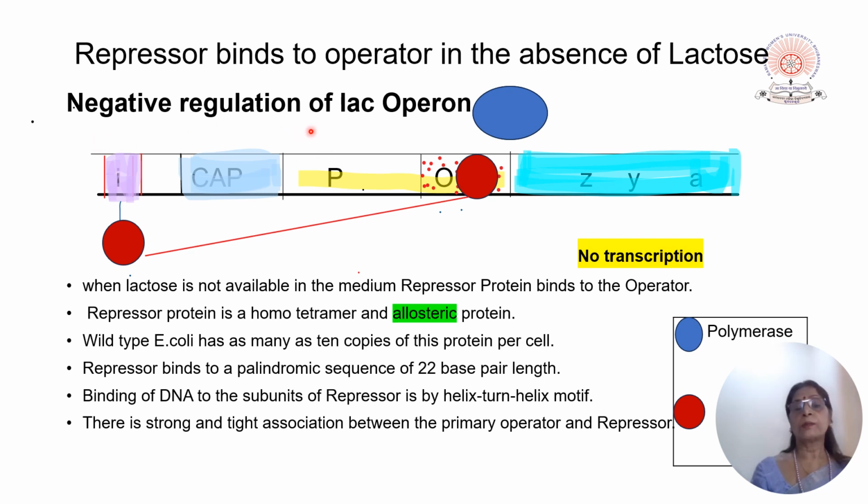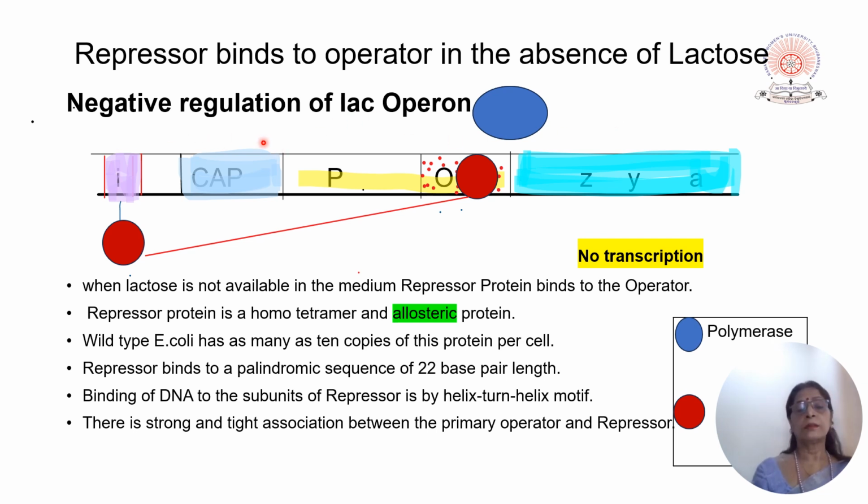Negative regulation of the lac operon. Negative regulation means binding of the repressor switches off the operon. And this happens when there is no lactose or lactose is not metabolized because of the availability of glucose.